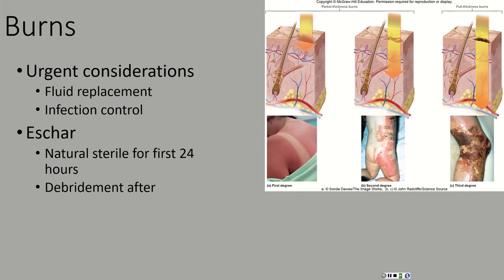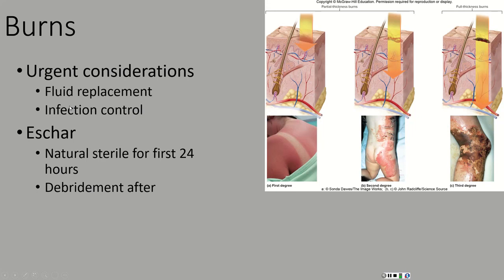So when we're talking critical, what are these things that we have to take into consideration? What is the urgent consideration when something is critical? Well, first, fluid replacement. Part of the job of the skin, since it's waterproof, is to hold liquid from the body in, not just keep liquid from outside the body out. Without the skin being intact, we're going to lose a lot of liquid. We're going to dehydrate very easily. So we're constantly having to replace body fluids.